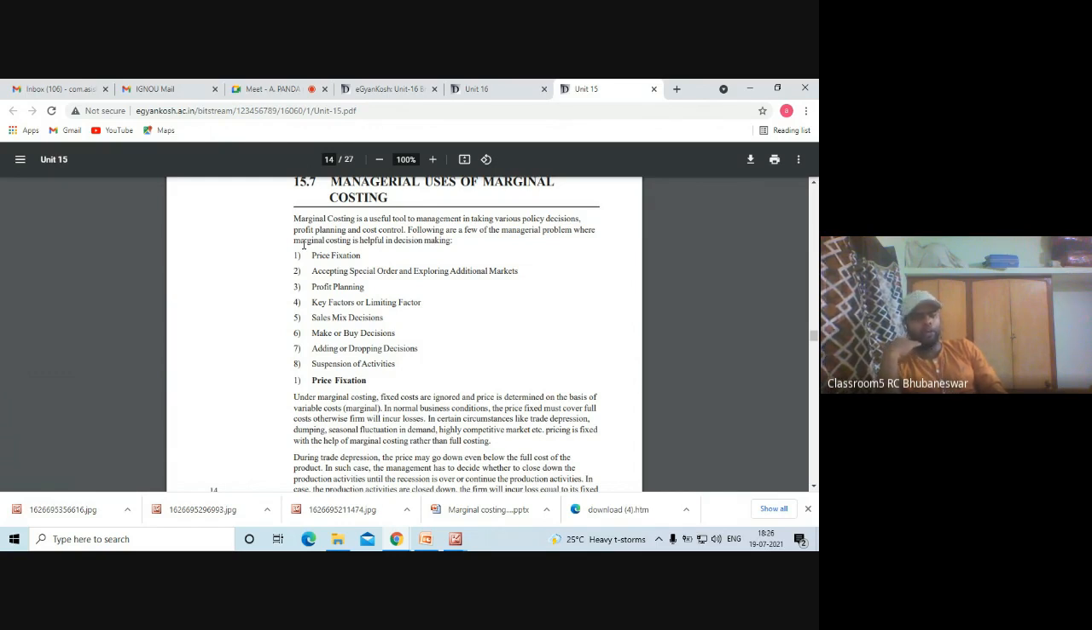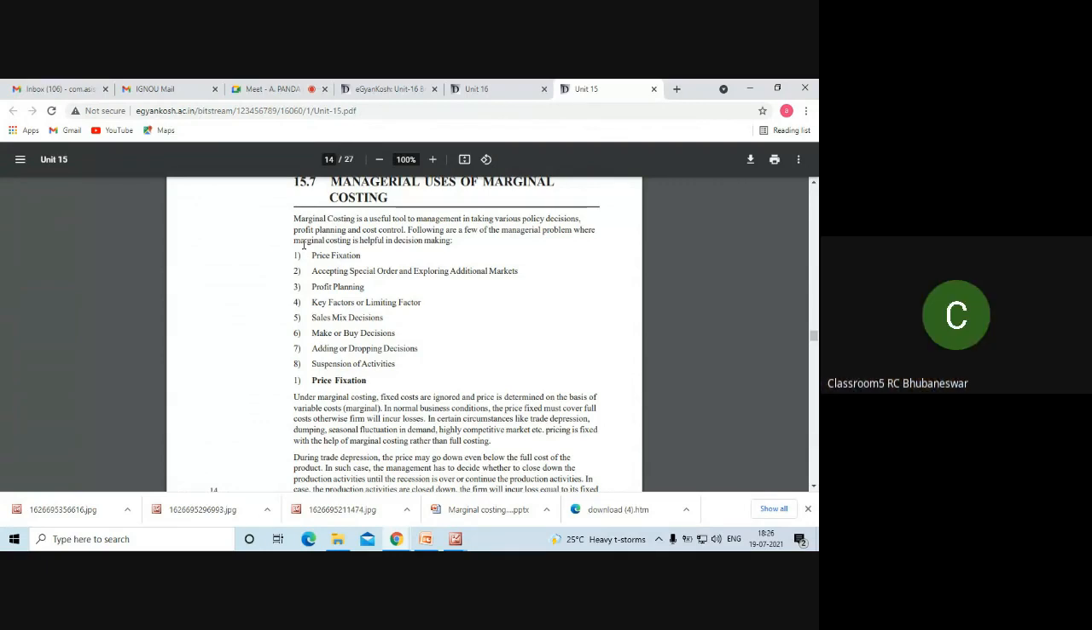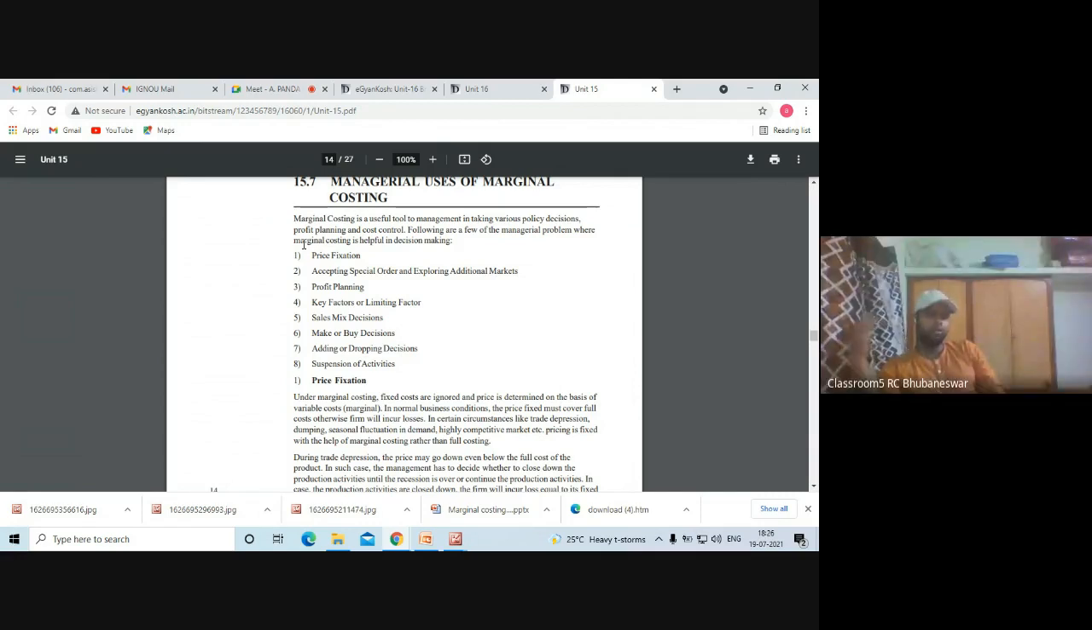Next, key factor or limiting factor. What is a key factor or limiting factor? Key factor means in each and every organization there will be certain factors which are very rarely available. Due to the existence of that particular factor, the organization is earning a huge revenue. If that particular factor is not there, then the organization will be suffering from losses. Then identifying that one and using that one is a problem of choice. So how to do that? There are problems. You can also go for that one.